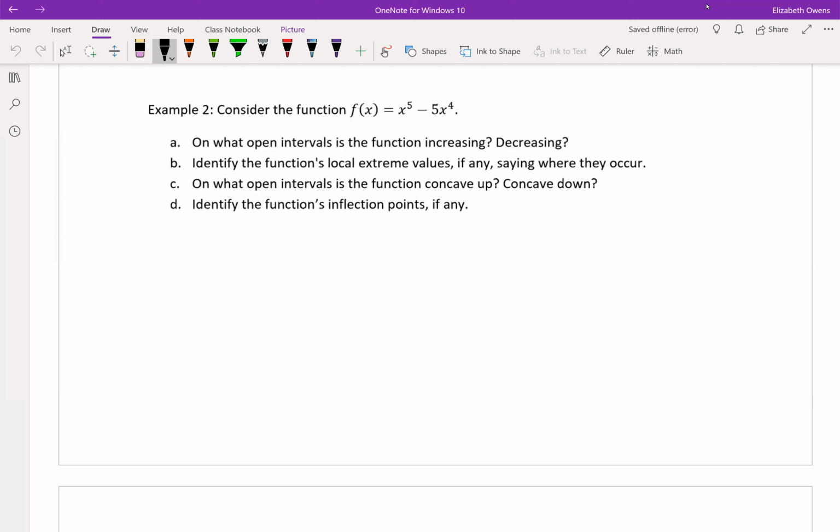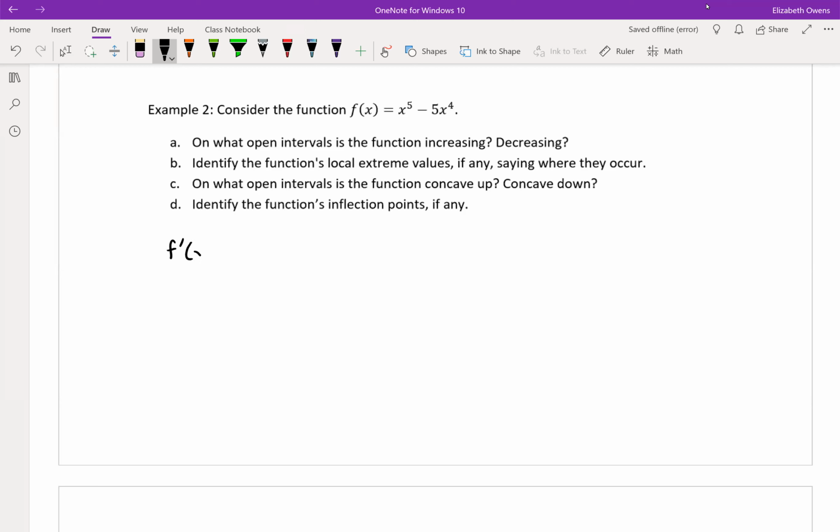We're going to find places where this is concave up, where it's concave down, and we're going to find inflection points if it has any. So we are going to find a lot of stuff for this. First things first, let's start with part A, looking for places where this function is increasing and decreasing. Now that's going to take the first derivative to figure that out. So we should do that.